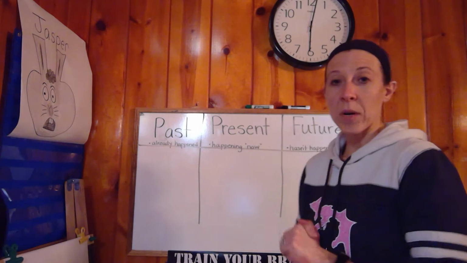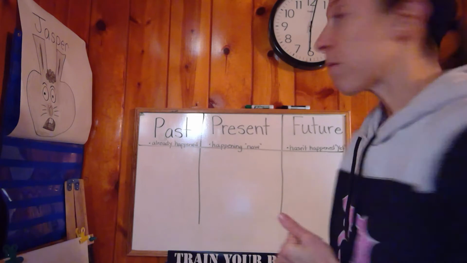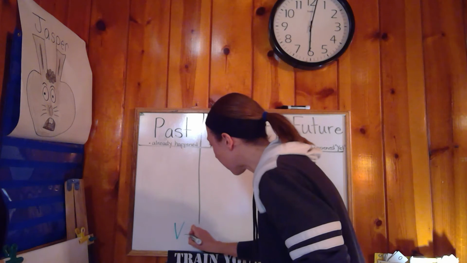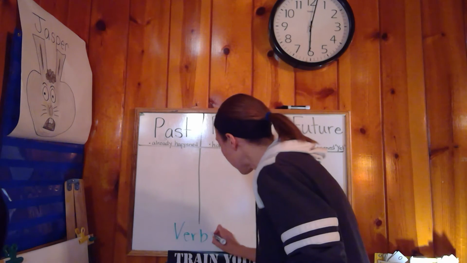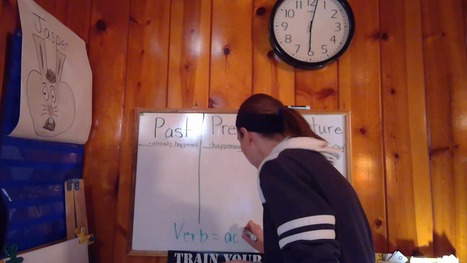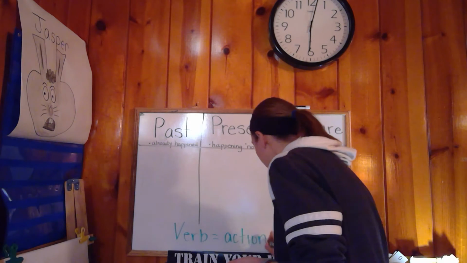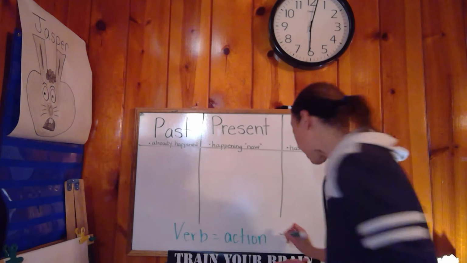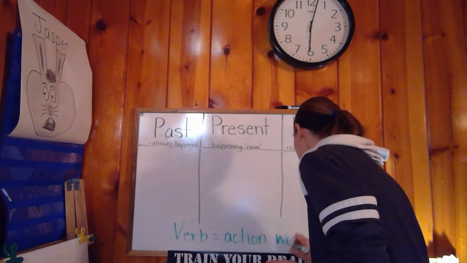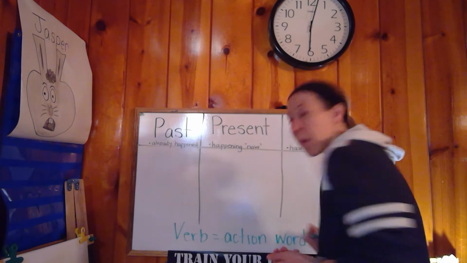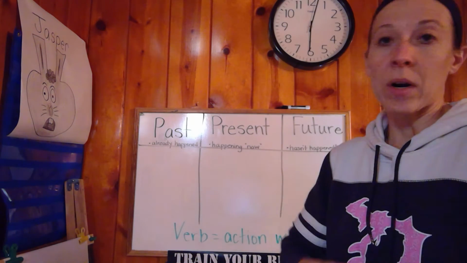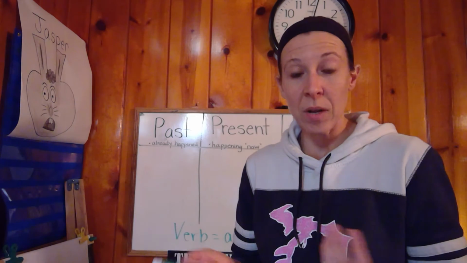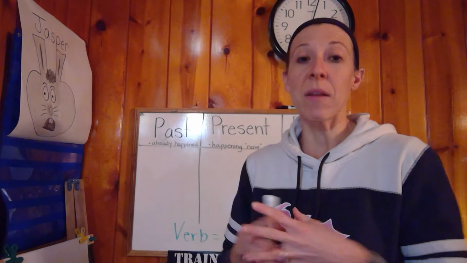So, first of all, we're going to talk about a verb. Okay? And a verb is an action word. So, I'm going to write the word verb here. Verb equals action word. It's something that you can do. For example, right now I'm standing. That is a verb. Or I'm writing. That is a verb. Or hopping. Or jumping. Or eating. Or looking. Anything that you can do, it's an action, that is a verb.